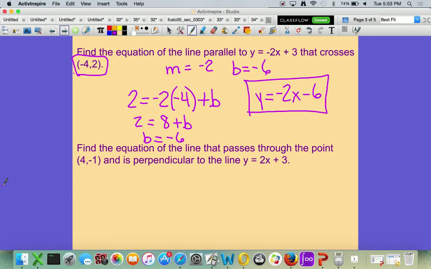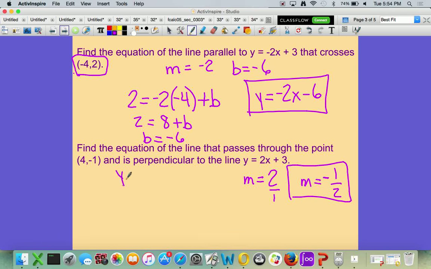For the one down below, we need to go through the point 4, negative 1, but it's perpendicular to the line this time. All right, well for this one, our slope is 2, but our perpendicular slope, this would be like 2 over 1. Our perpendicular slope would be 1 over 2. This is positive, so this has to be negative. So this is the slope of our perpendicular line, and then we're doing the exact same thing.